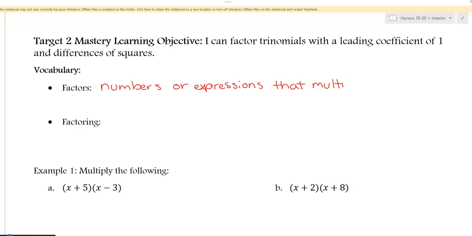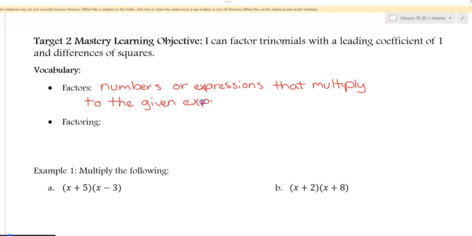Okay, so I'm going to scroll back to what we looked at yesterday, right? We were doing all this multiplying yesterday. So basically what we're doing is if I'm given an expression like this, and we're really going to do the binomial ones today. So we'll look at here, right? Here, I'm multiplying to get to here. So these two are factors of this expression, because when I multiplied them together, that's what I got.